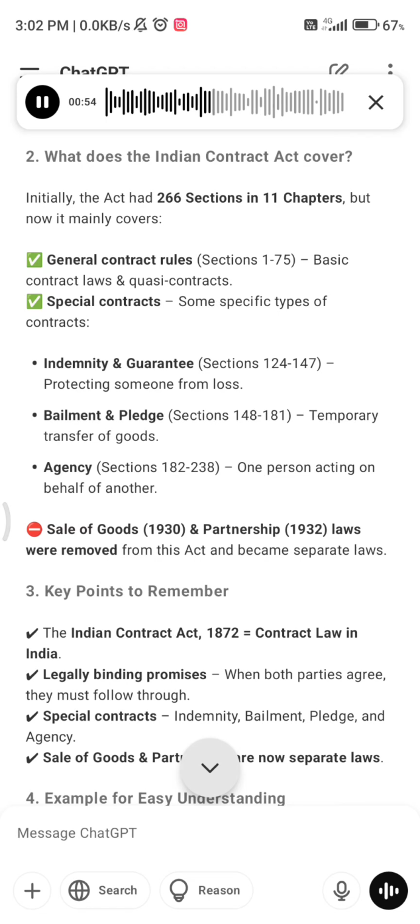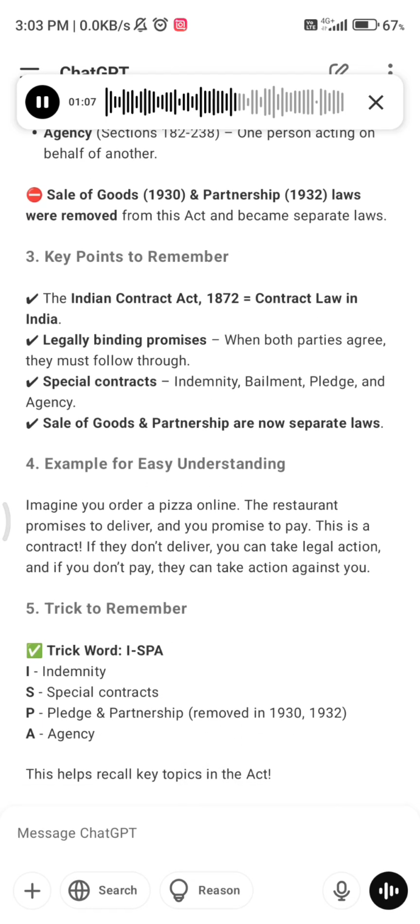Bailment and Pledge, Sections 148 to 181, temporary transfer of goods. Agency, Sections 182 to 238, one person acting on behalf of another. Sale of Goods, 1930, and Partnership, 1932 laws were removed from this act and became separate laws.